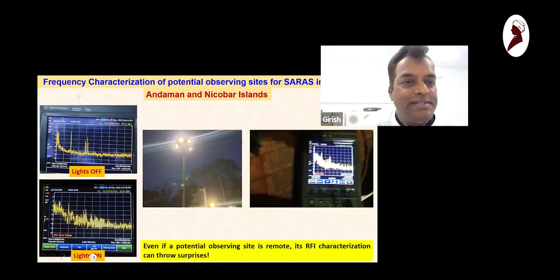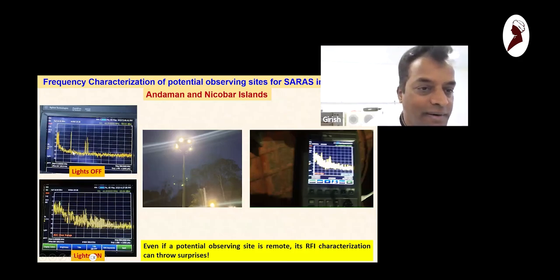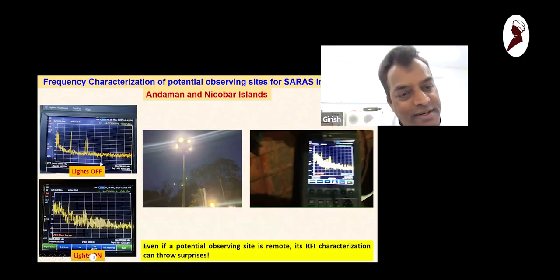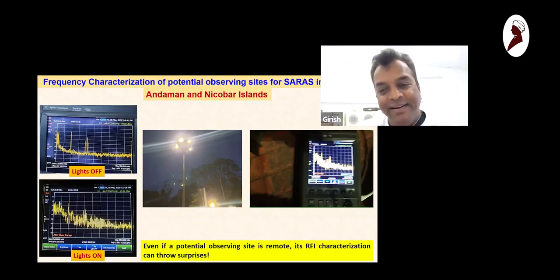So at this place, about 30 kilometers from Port Blair, we set up our instrument. Everything was fine except for a couple of interference signals, which was okay. The system can manage and operate despite them. Just as it got dark, they switched on a big lamp post nearby. You can see what happened with lights on across the frequency range of interest, from 5 megahertz to 500 megahertz. The entire band was unusable.